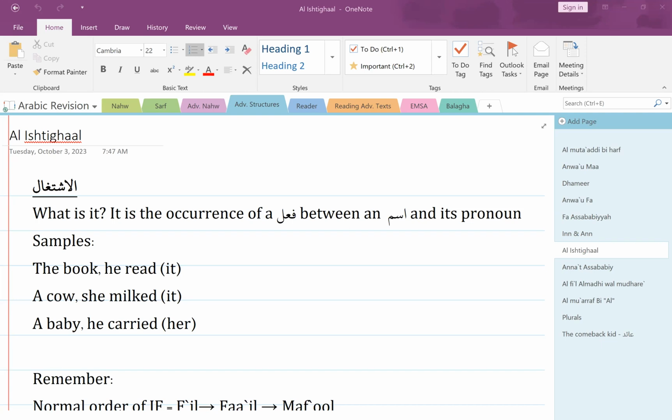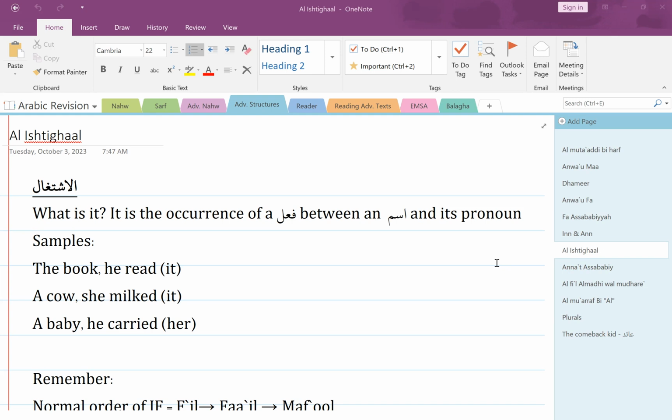Assalamu alaikum once again. We are going to another topic in advanced structures, and this is the topic of al-ishtighaal. It's a very short topic, inshallah. It won't be a long one because it's pretty straightforward and it's just one simple concept. And once you understand it, it becomes pretty straightforward. This week, we will do الاشتغال and النعت السببي. Both of them are very short and easy topics, so we'll be able to finish that this week.